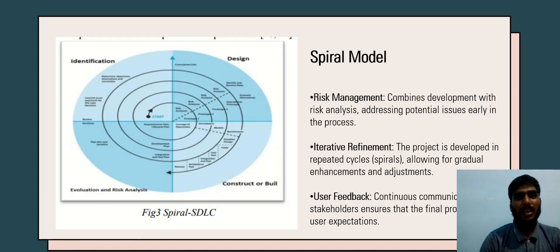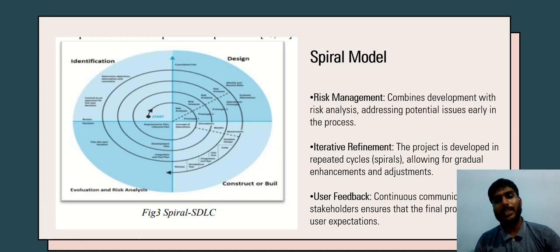These are the pictures I took from the content of the research paper only. Excluding these, there is nothing I took out of the research paper. So: risk management, iterative refinement, and user feedback. Here, what I mentioned is user feedback, right? Whenever the user is satisfied, we should get to know, right? So there will be user feedback. Continuous communication with the stakeholders ensures that the final product meets user expectations.